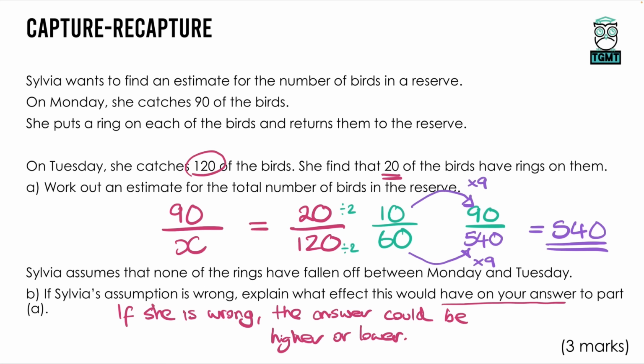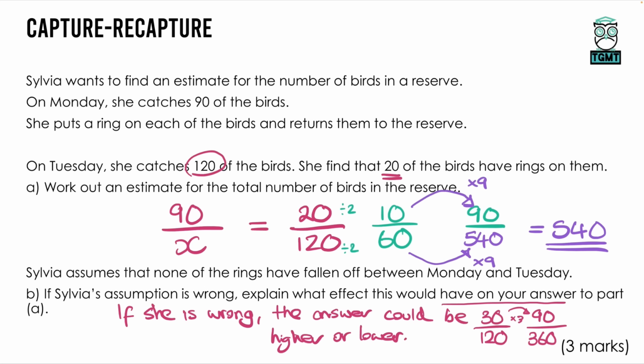Now, let's imagine a scenario where the rings have fallen off. And let's just imagine that actually 30 of the birds were supposed to have rings on. Now, that would change our answer, because if it was 30 out of 120 instead, and we were trying to get to 90, well, in that scenario, we would only multiply by 3. And in that scenario, the total would be 360. So in this one assumption, which is a very unique question, actually our answer couldn't be higher or lower. If she's wrong and some of them have fallen off, then our answer could only be lower.